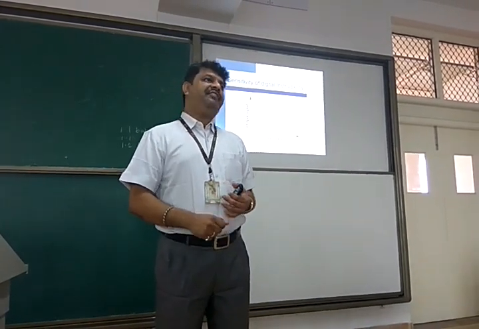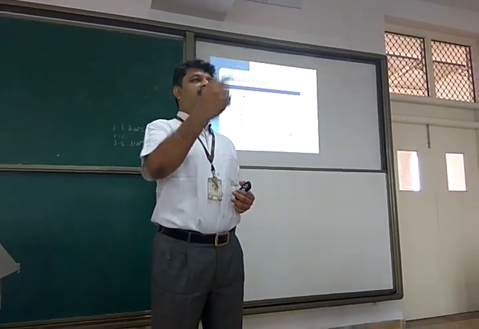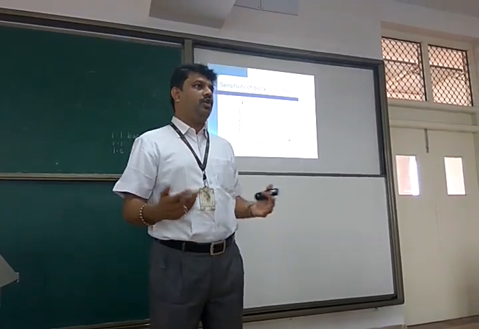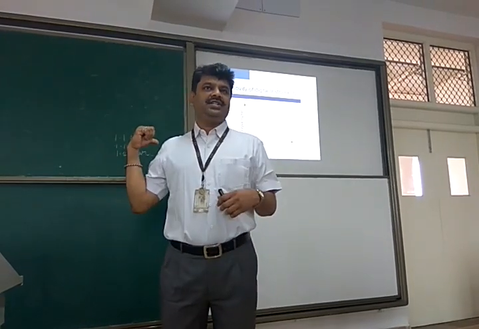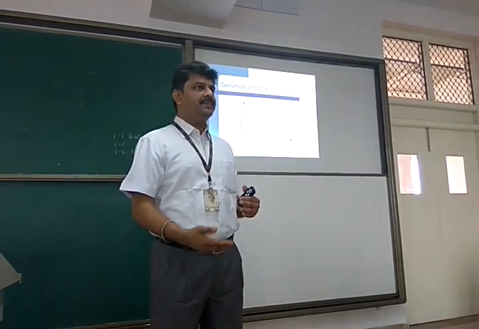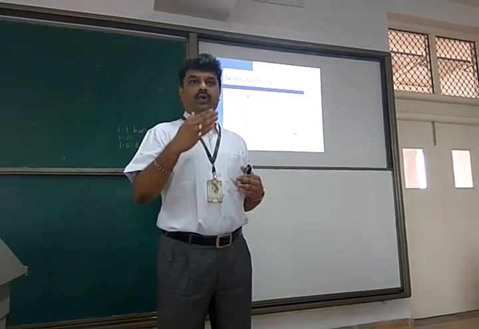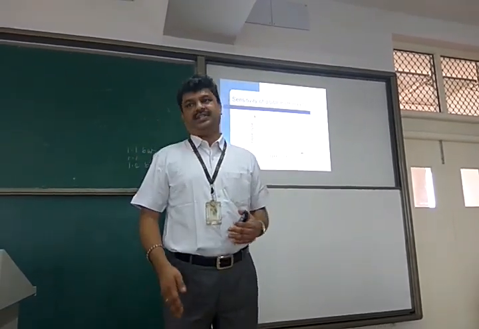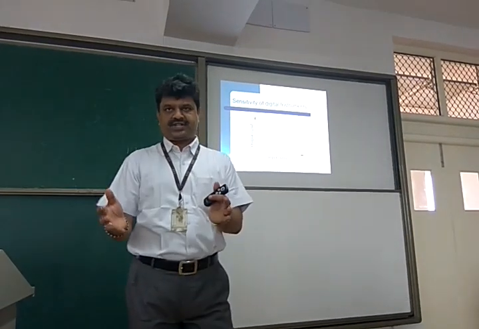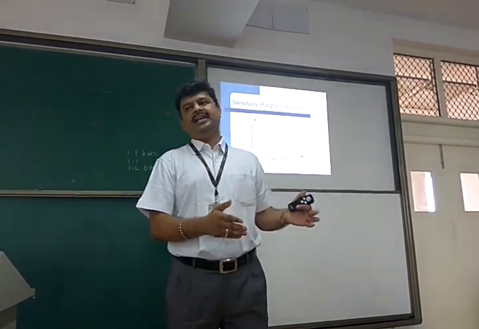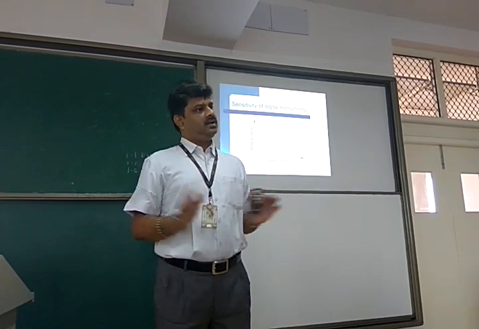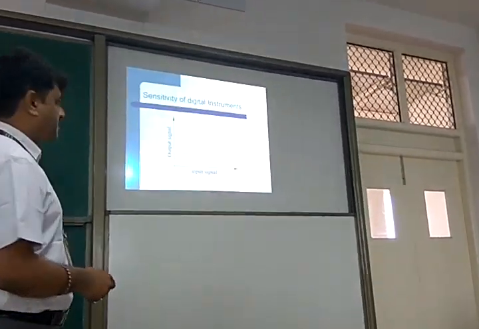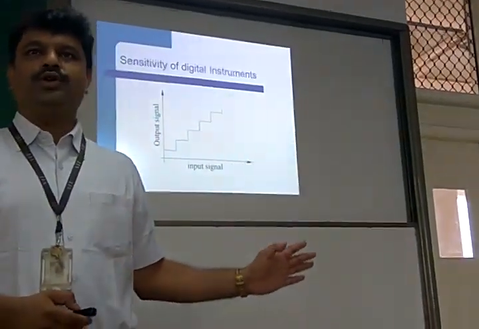If there are only 2 states, either on or off, yes or no, they are called binary instruments. This is a digital instrument. It has multiple predefined points. After 1.1 it will show only 1.2. After 1.2 it will show only 1.3 bar. That is in pressure measurement. In temperature measurement it will be degrees Celsius. Clear? Fine. So sensitivity of a digital instrument is actually not applicable. We don't say it.